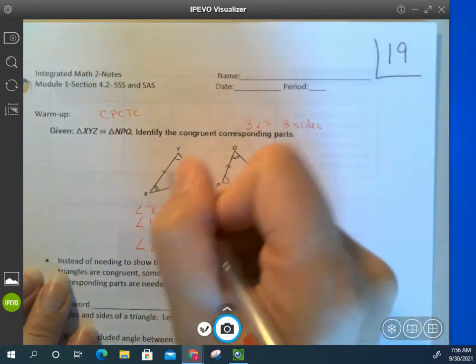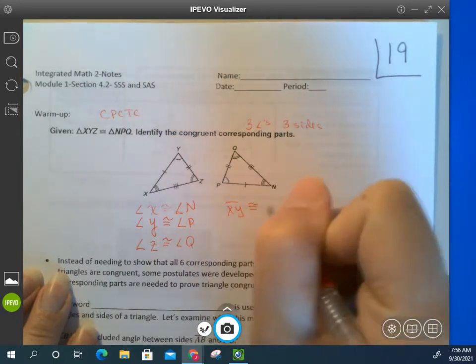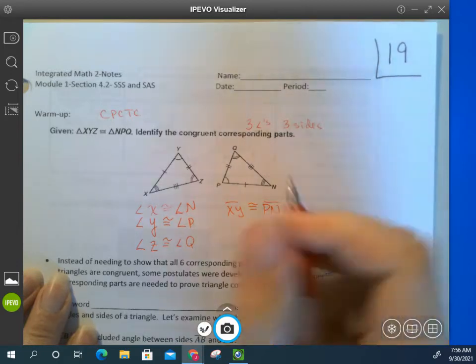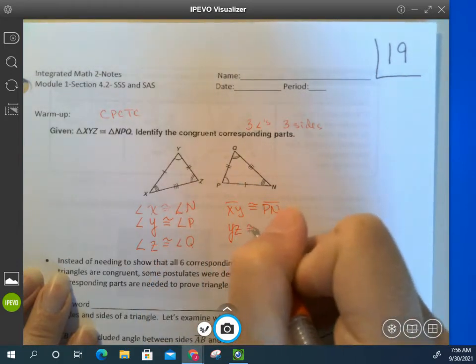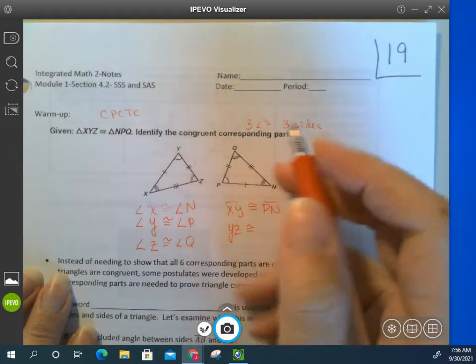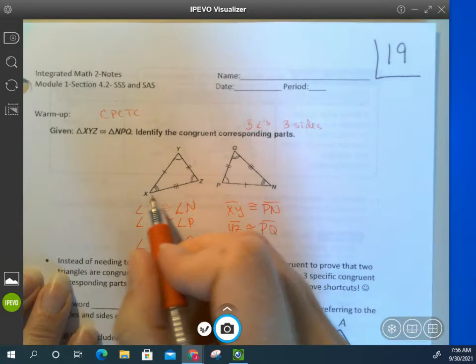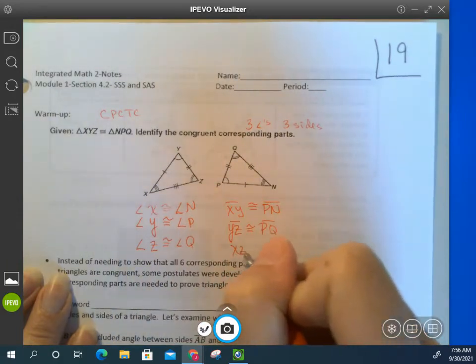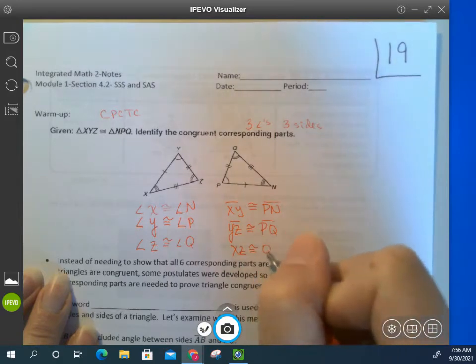Let's do our sides. XY has 1 tick mark, which matches with PN. And YZ is congruent to PQ. Make sure you have your segment symbols. And the last one is XZ, which is congruent to QN.